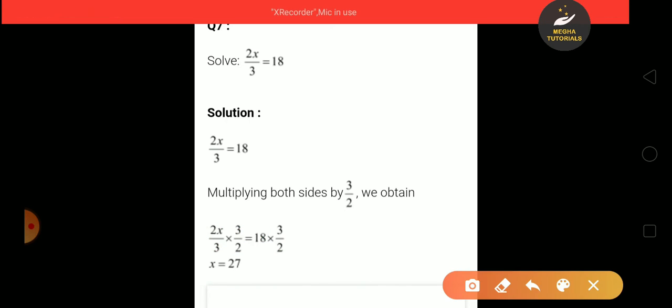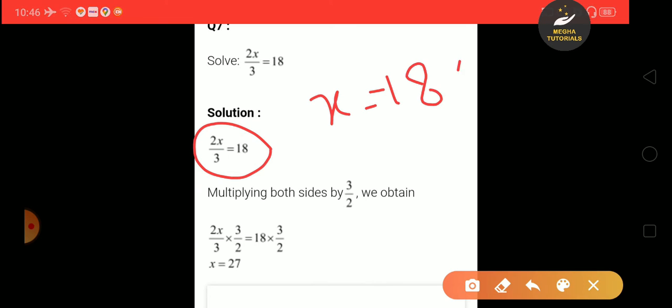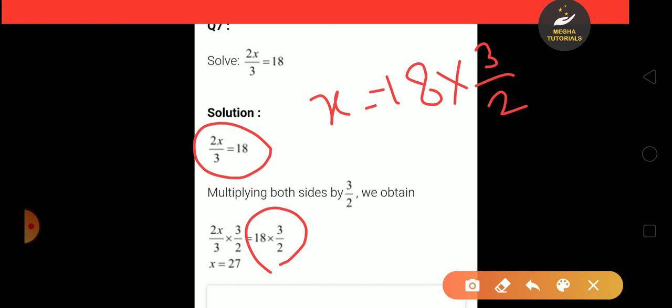Another method, that is transposition. So with x, 2 upon 3 is there. So you can transpose 2 upon 3 on the right hand side. So you will get x is equal to 18 into 3 upon 2. It means this step. Then the rest of the calculation is the same. So you will get x is equal to 27. You can use any method.